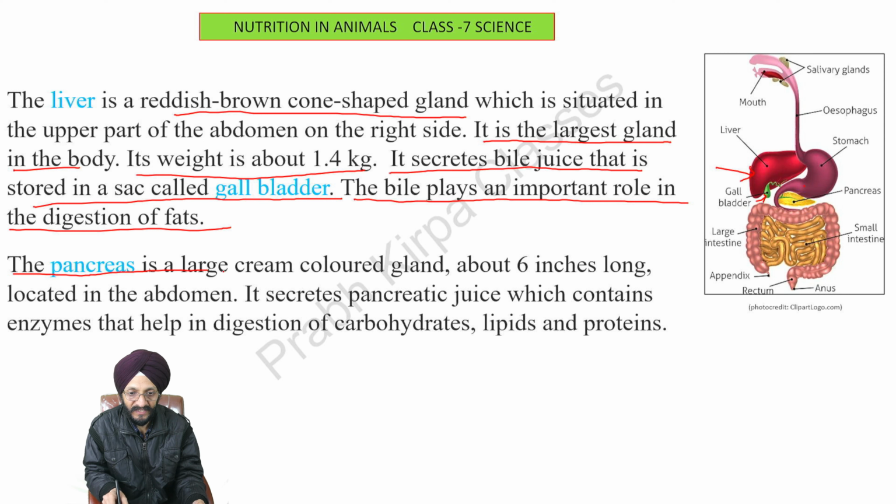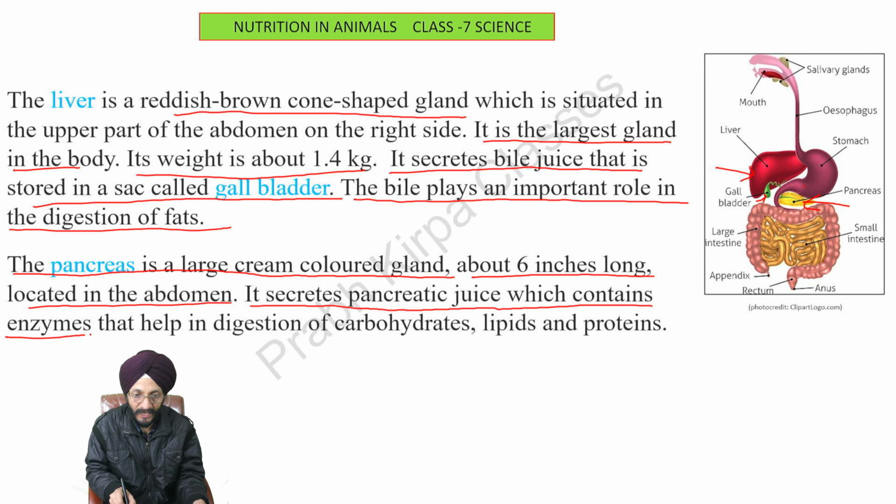The pancreas is a large cream colored gland. You can see this is the pancreas. It is about 6 inches long and located in the abdomen. It secretes pancreatic juice which contains enzymes that help in the digestion of carbohydrates, lipids, and proteins.